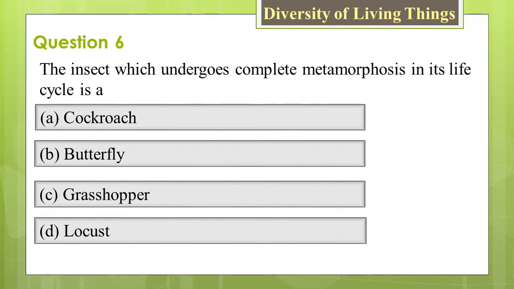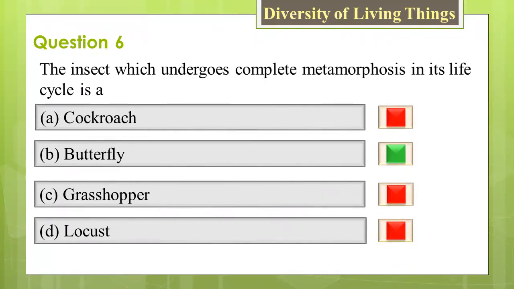Question 6. The insect which undergoes complete metamorphosis in its life cycle is a option A. Cockroach. B. Butterfly. C. Grasshopper. D. Locust. Which one is the best alternative? The best alternative is B. Butterfly.